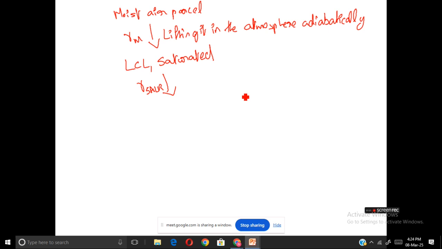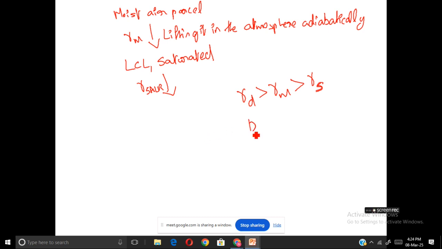So in this case, the value of gamma D, which is the dry adiabatic lapse rate, is 9.8, and will be greater than the moist adiabatic lapse rate. We saw the value is less than gamma D, so it will be gamma M. Then if we calculate the value of saturated adiabatic lapse rate, it will be further lower. It will come around 6.5 or something. So it will be further lower than the moist adiabatic lapse rate.